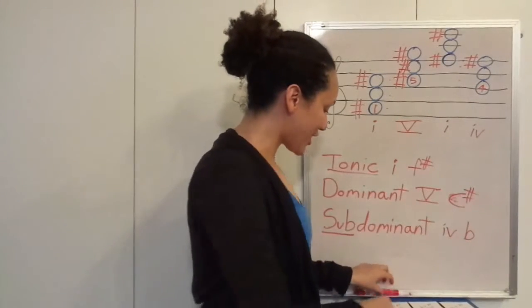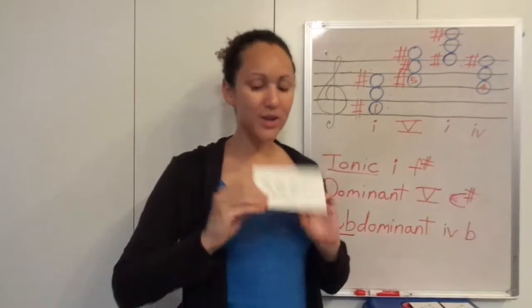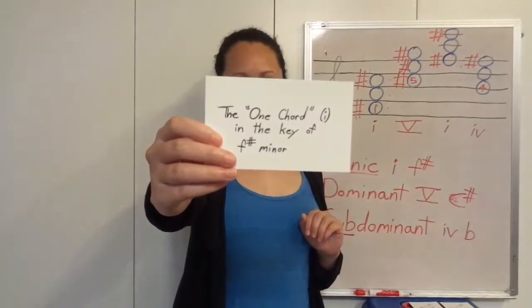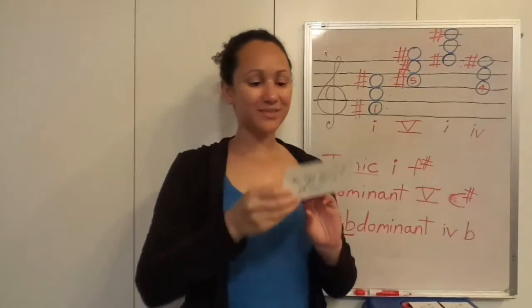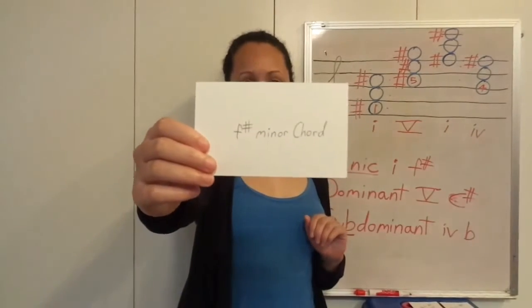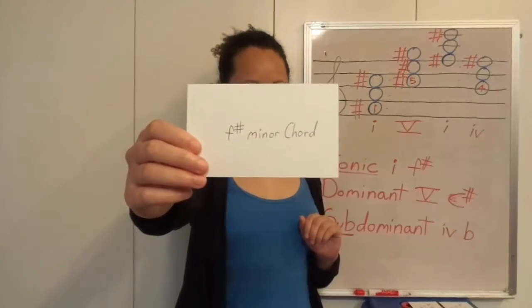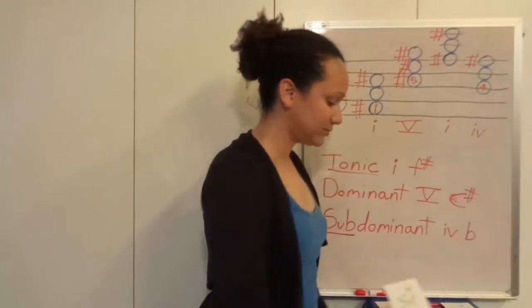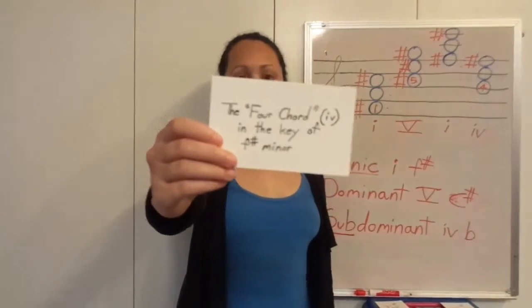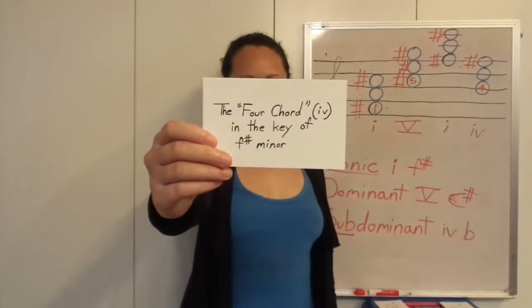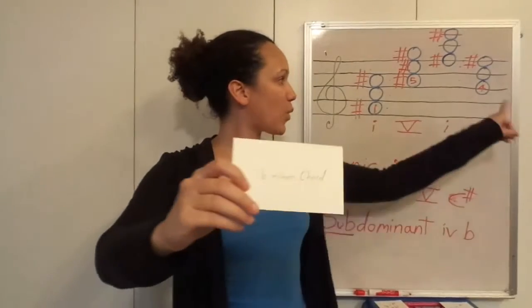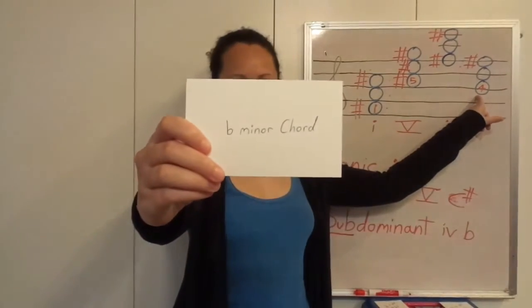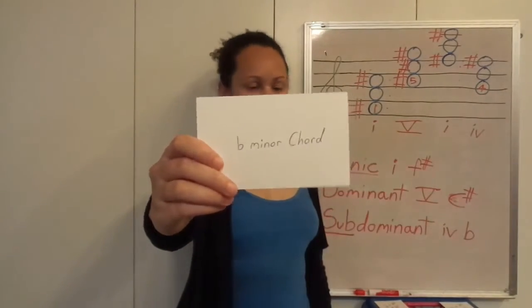Take out your flashcards. On 1, put the 1 chord in the key of F sharp minor, the F sharp minor chord. The 4 chord in the key of F sharp minor, and that would be the B chord, B minor chord, and that's lowercase for minor.